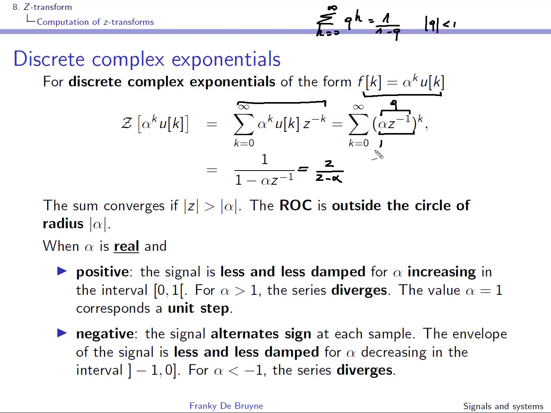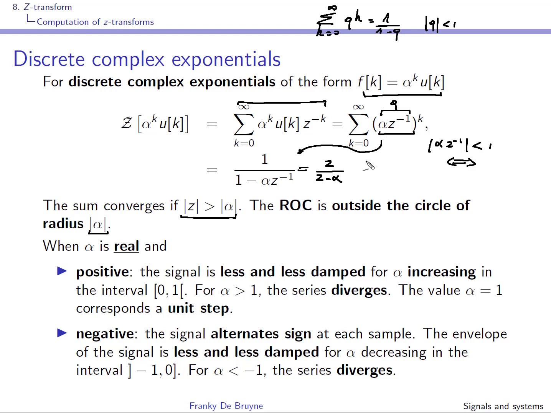This step from here to here is valid only if q is smaller than 1 in modulus, so alpha z^-1 in modulus is smaller than 1, and again this is equivalent to the modulus of z larger than the modulus of alpha. So the region of convergence is outside a circle of radius the modulus of alpha. Remember here that alpha can be a complex number.